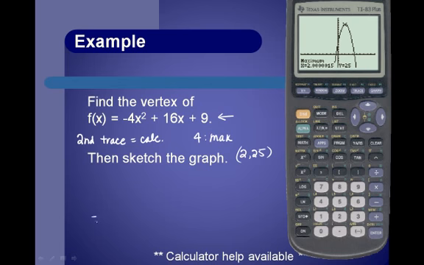So if we're going to do this on our paper, we would draw our axis over 2, up 25, and we know the parabola is upside down, so it's going to be the upside down U.